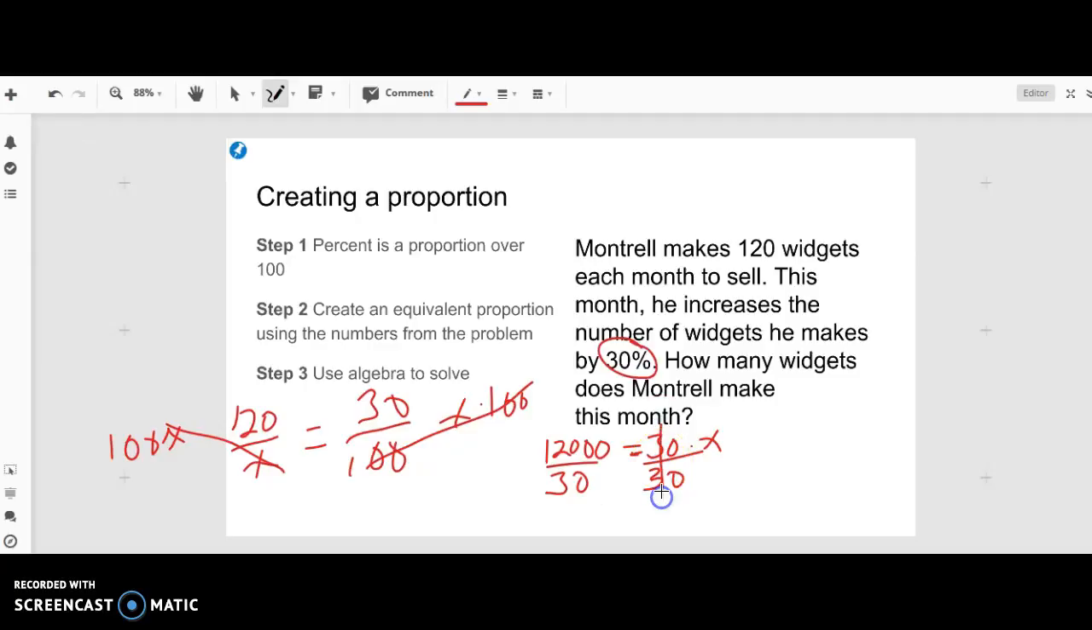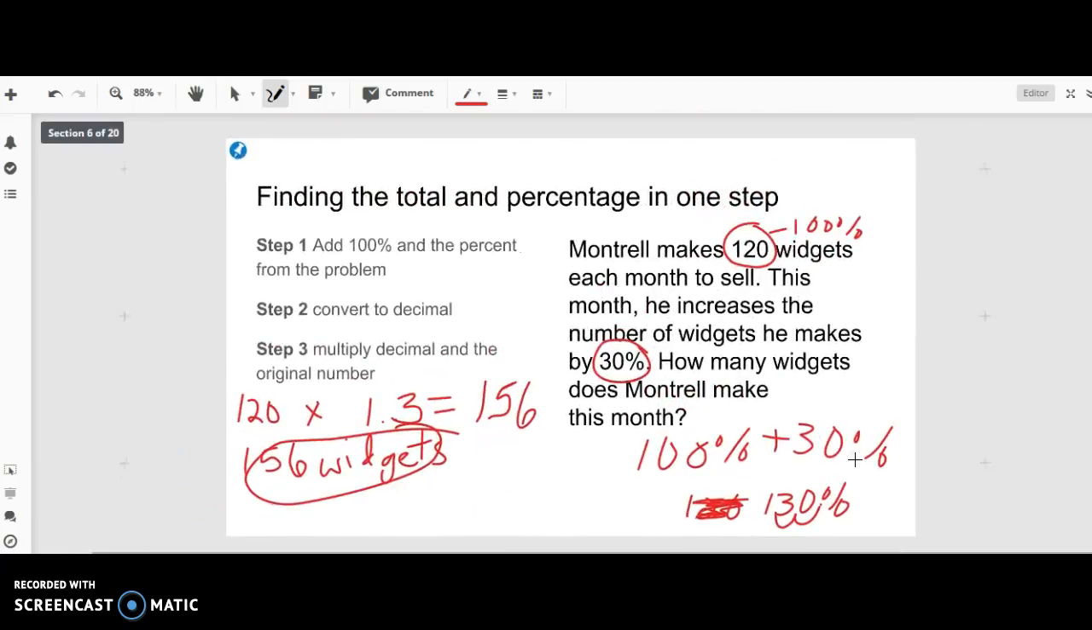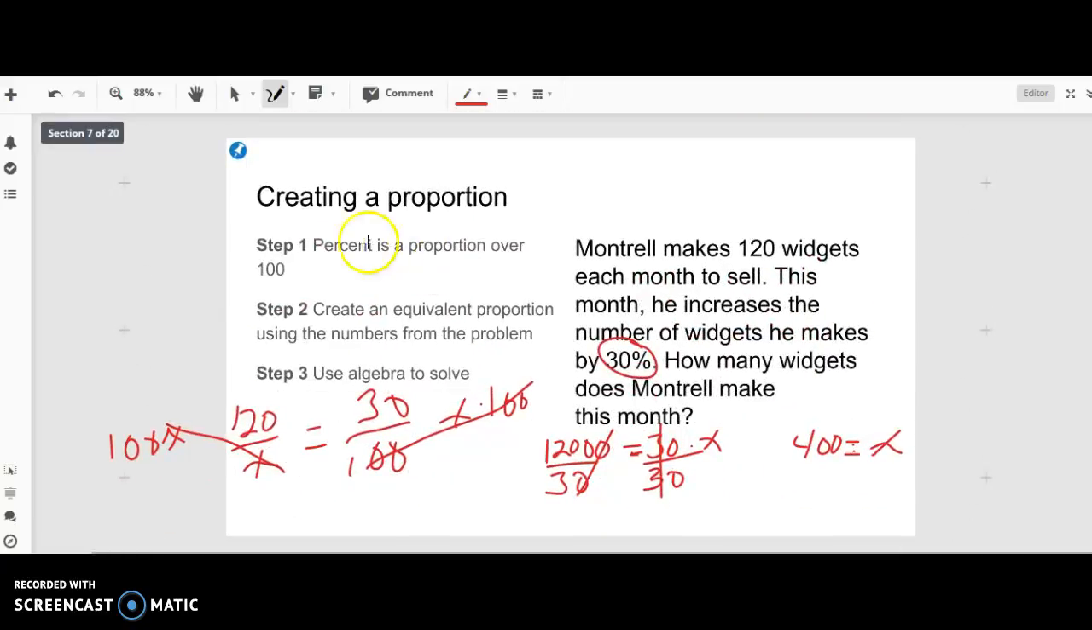30 divided by 30 becomes 1. 12,000 divided by 30 is, well, we can cancel out the zeros. So 12 divided by 3 is 4, and 2 zeros. 400 equals x. Now, I know I've done that completely wrong because my answer should be the same as the other ones. It should be 156.